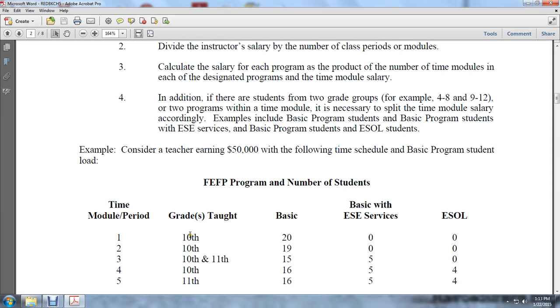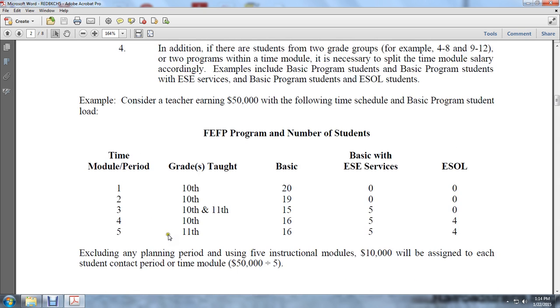11th. You see them at periods 1 and 2 of the basic, with no ESOL or ESE services. For periods 3 to 5, grades 10 to 11, basic, and ESE services at 5, and ESOL at 0 and 4.